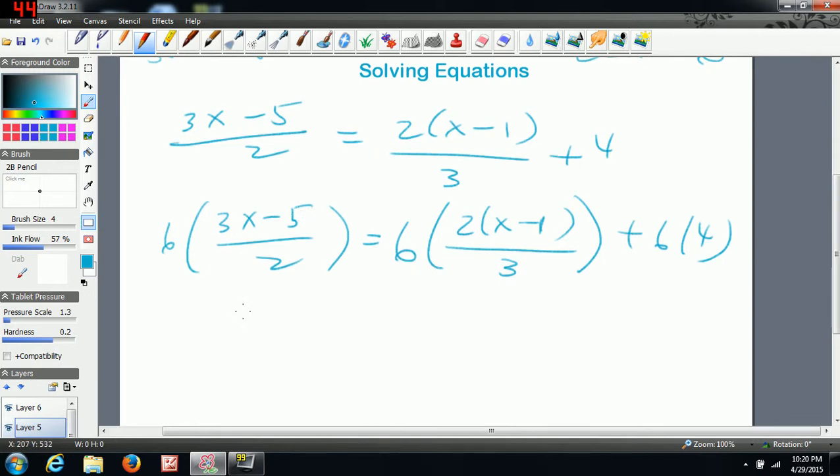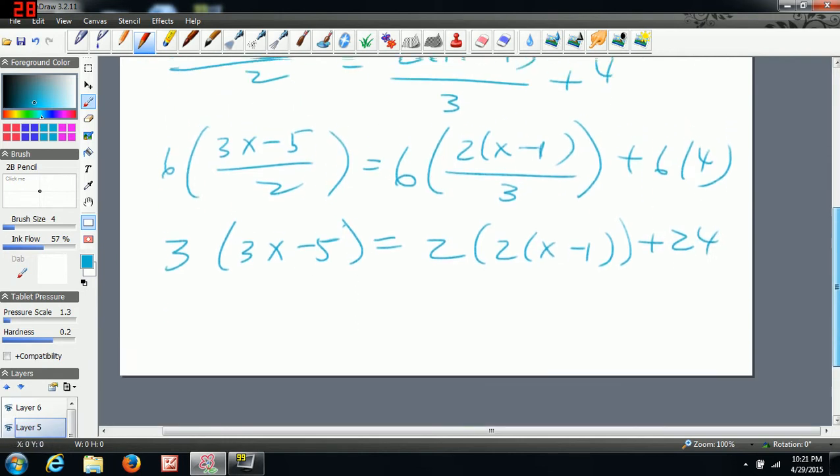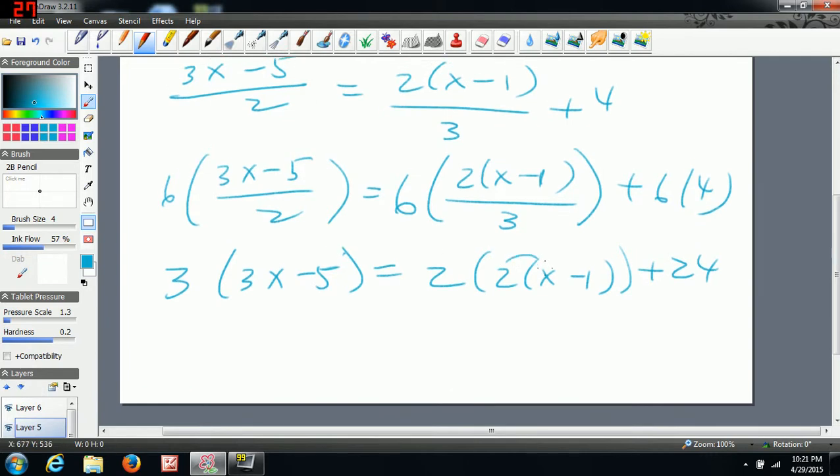Okay, now 6 divided by 2 is going to be 3. 6 divided by 3 is 2. And then 6 times 4 is 24. So at this point, what you're going to do is bring this in here and here. So this becomes 3 times 3x minus 5 equals 2 times 2x minus 1 plus 24. So the 2 just comes into both here.